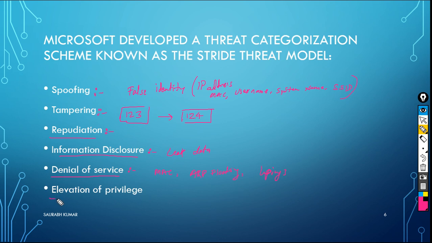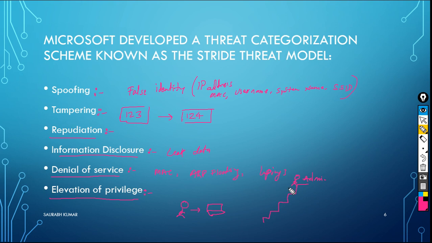And then the last one is elevation of privilege. Sometimes a user may access your resource as a normal user, as a standard user, but after that, by using some threats or some kind of attack, they escalate their privilege. They were logged in as a normal user, but now they have reached the level of administrator maybe. So that is what elevation of privilege is. A user who was logged in as a normal user, because of some threat, vulnerability or attack, has gained a higher level.